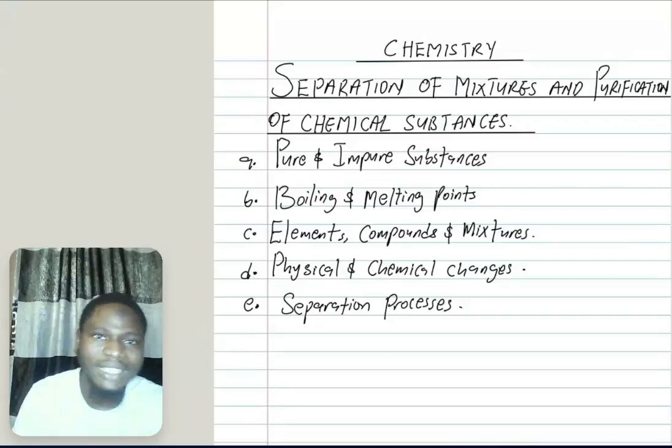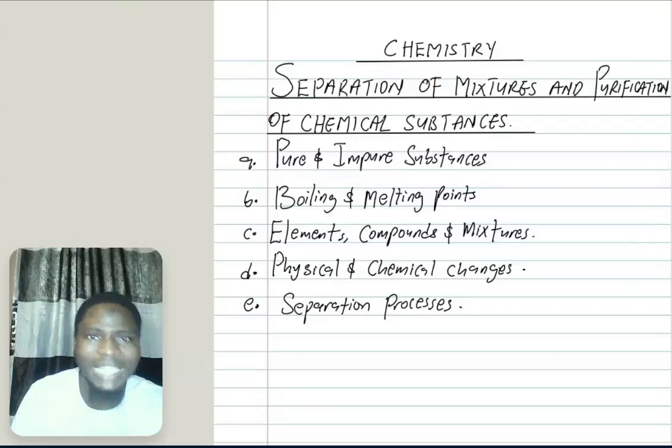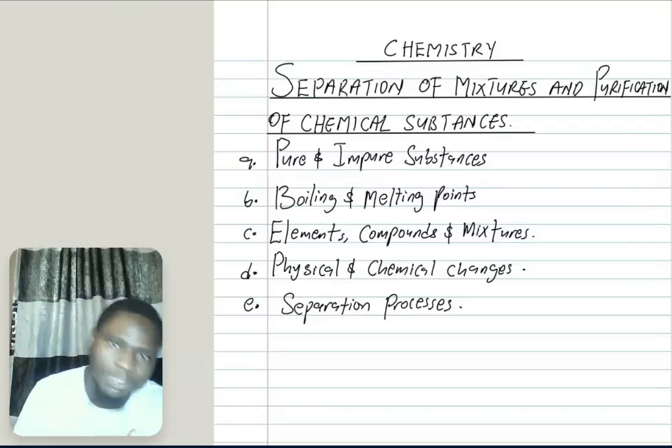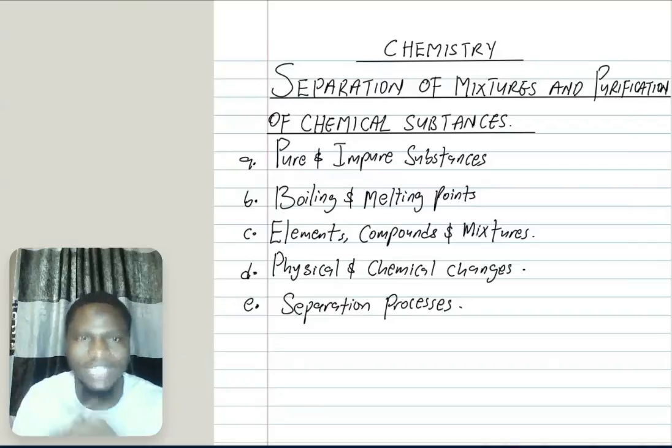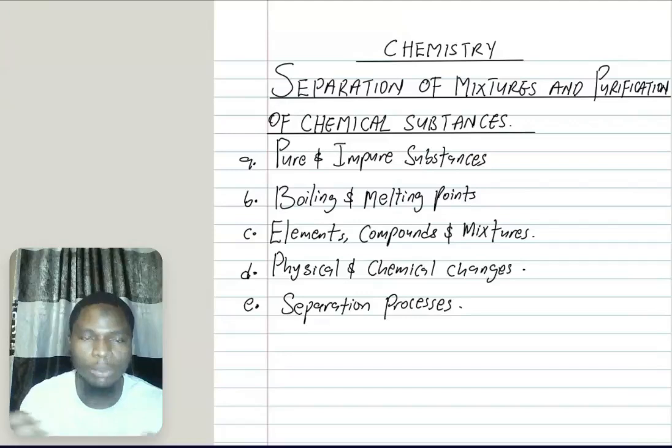Good. Now, the second thing you are expected to know here is boiling and melting point. Well, not necessarily the definition, but you have to use boiling and melting point to explain pure and impure substances. That is, for a pure substance, what will happen to the boiling point? Will it have a narrow boiling point or a wide boiling range? Something like that. You have to learn it. That is, you are going to use this to explain the criteria of purity.